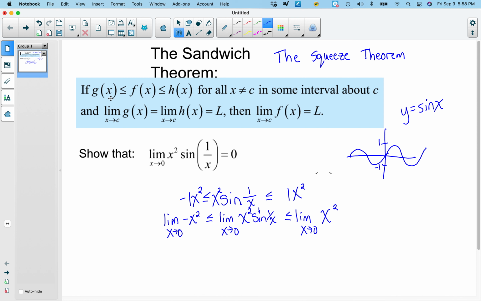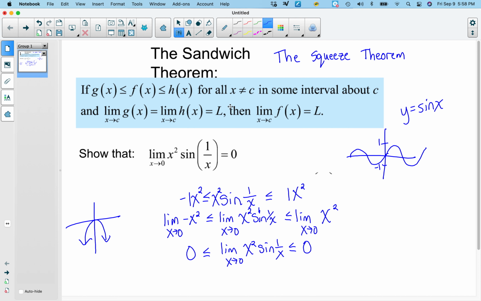Now I've got this situation up here because I know that my function in the center has to be between these other two functions. Well, we now know something. We know what this graph looks like. y equals negative x squared is just a parabola opening down. But we know that we can just plug in a 0 here. So the limit as x approaches 0 of negative x squared is just 0. And the limit of x squared, this is just the parabola opening up, and we can plug in a 0. So we know that answer is 0.